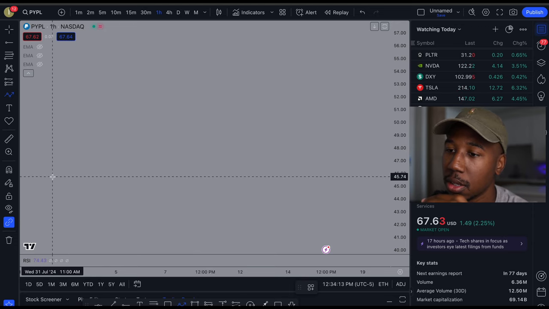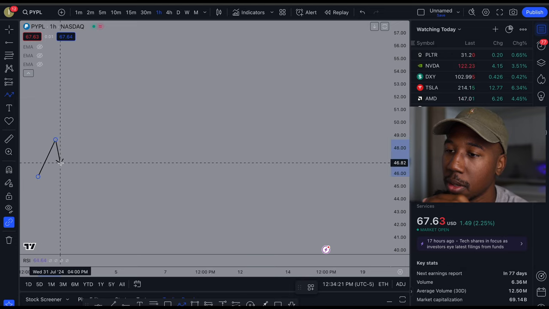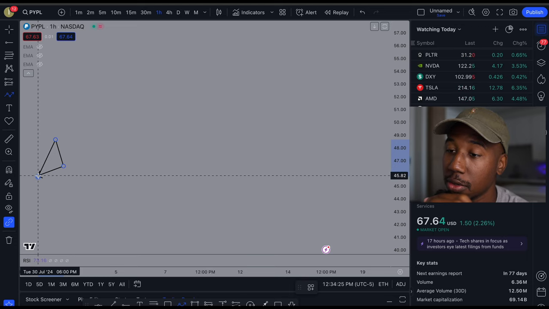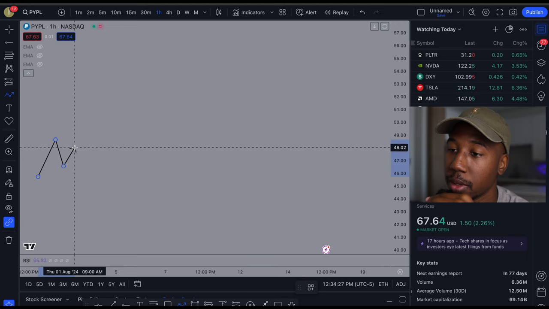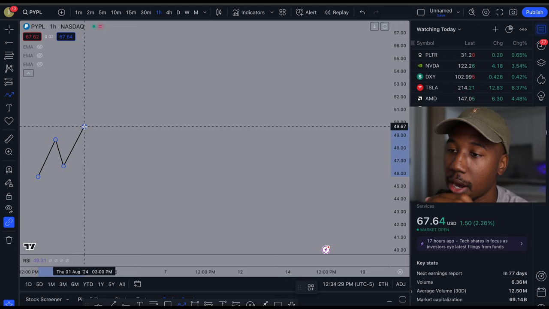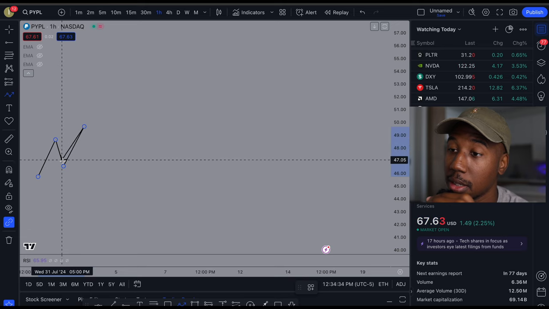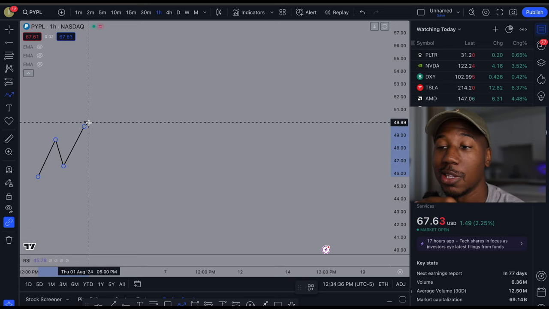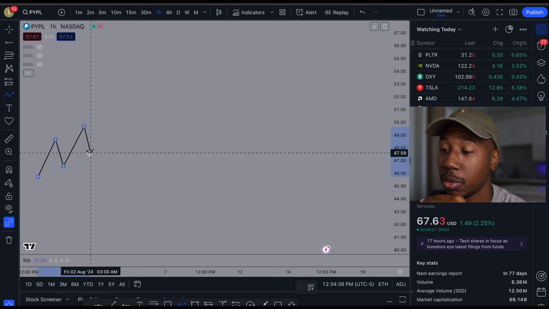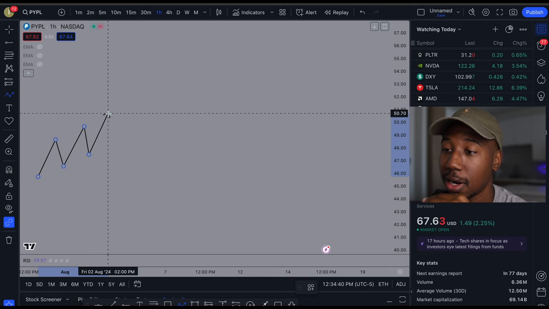So right here, looking at this, we can call this a low. And then we have a high right here. But now we have another low right here, but it's higher than the first. So this is a higher low. This is a higher high. So now that we see we have a higher high and a higher low, that means we're in an uptrend. We put in another higher low, another higher high.